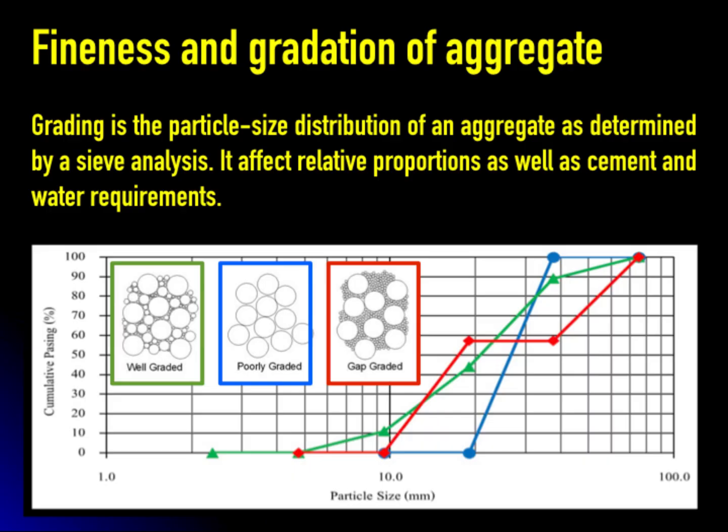The last line is the red line. This curve is called gap graded aggregate. It consists of aggregate particles in which some particle sizes are missing. It is characterized by a gradation curve with a hump in between, or the curve is flat in the mid-size range of the graph. A good example is shown in this picture in the red box, which has only the bigger size and the smaller size, while the mid-size is missing.